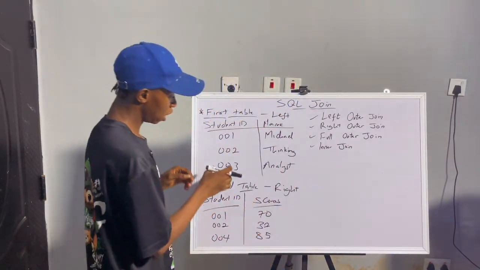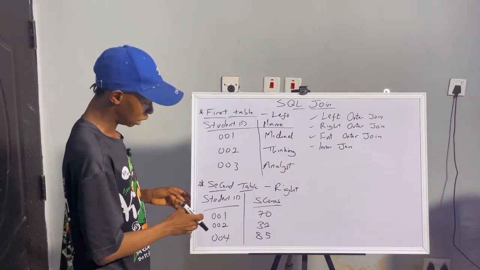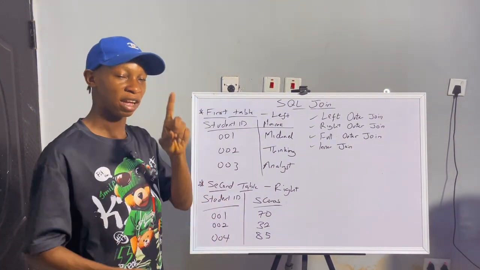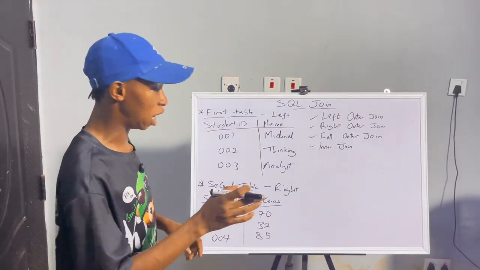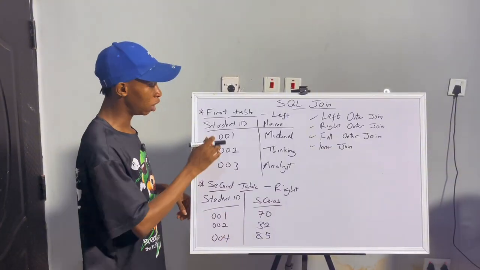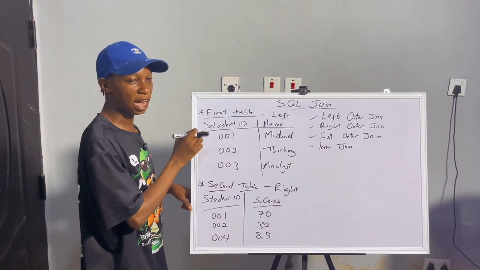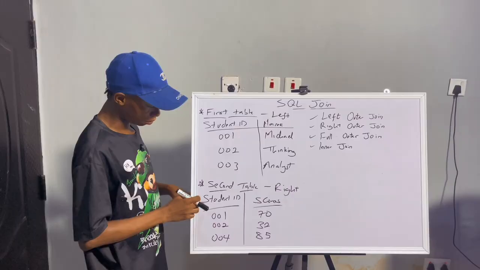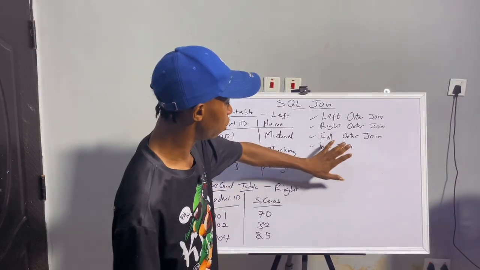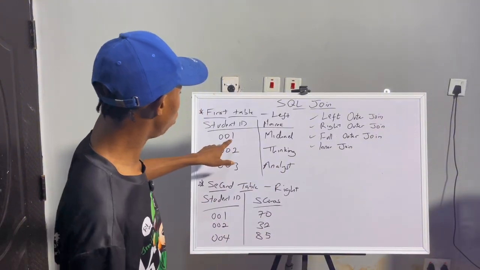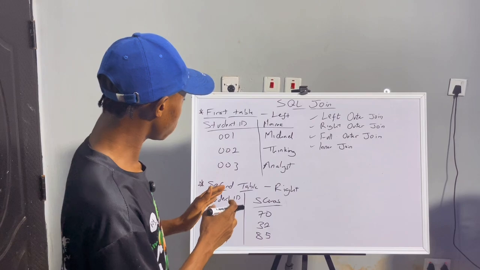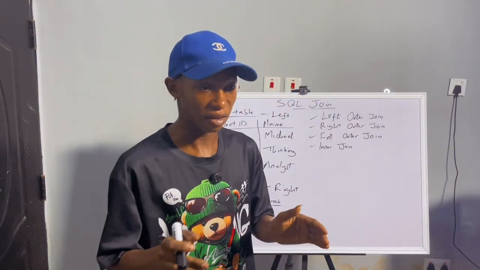For example, this is my first table, this is my second table. For me to be able to join these two tables together, they must have at least one column in common. And for the sake of this class, you can see that this first table and this second table have one column called student ID. It appears here, it appears here. So if I want to join these tables together using any of these options that we have here, we are going to be joining them on student ID. So that is what join itself is all about.